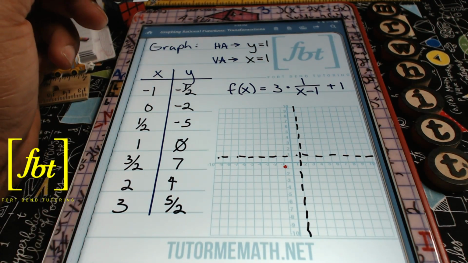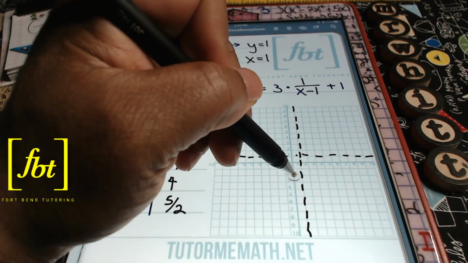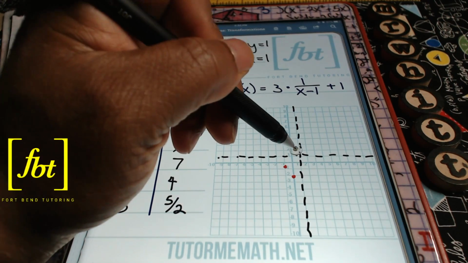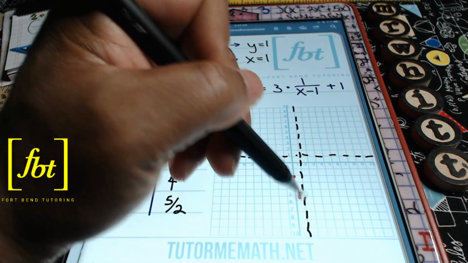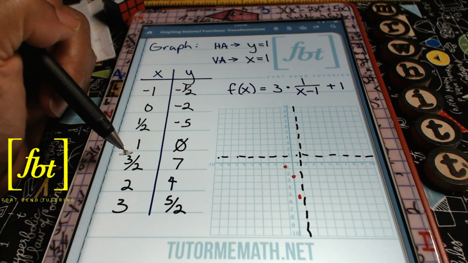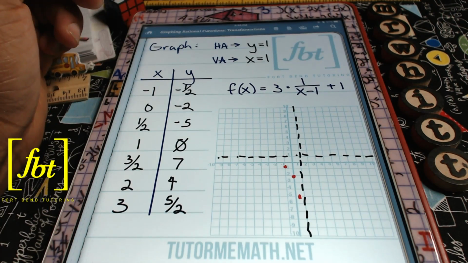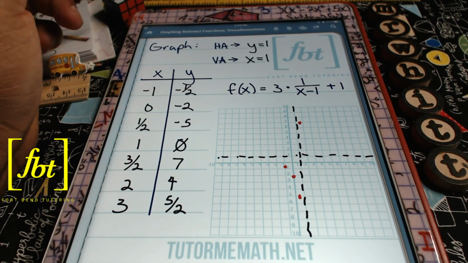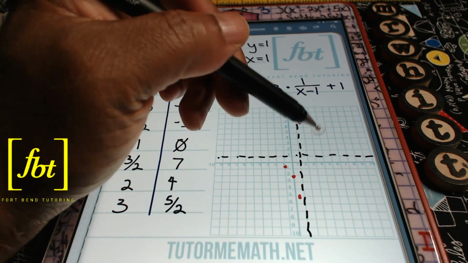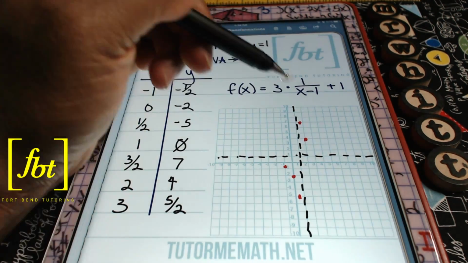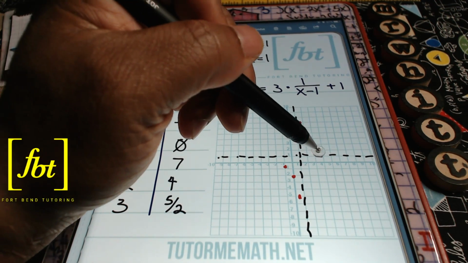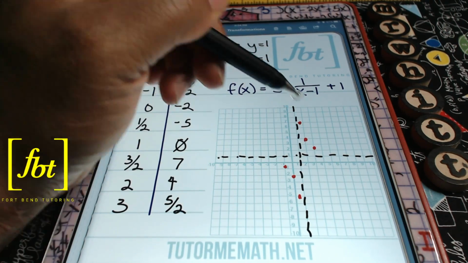Then we also have a point at 0, negative 2. That's also going to be our y-intercept. We also have a point at 1 half, negative 5. So at 1 half, we're going all the way down to negative 5 here. Then you'll have 1 1/2, 7. So 1 1/2, 7 is a point here. Okay. And then you have a point at 2, 4. 2, 4 gives us a point right here. And then you also have a point at 3 and 2 1/2. 3 and 2 1/2 gives us a point here.